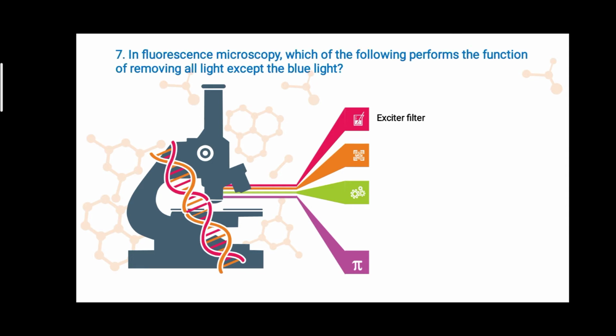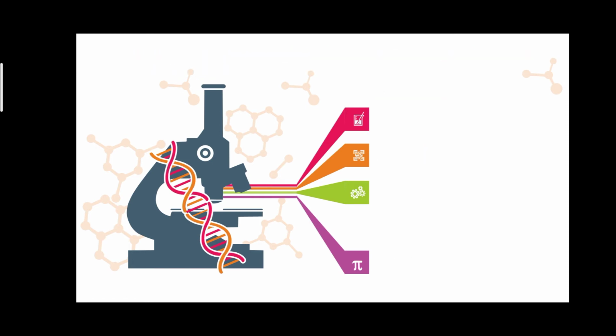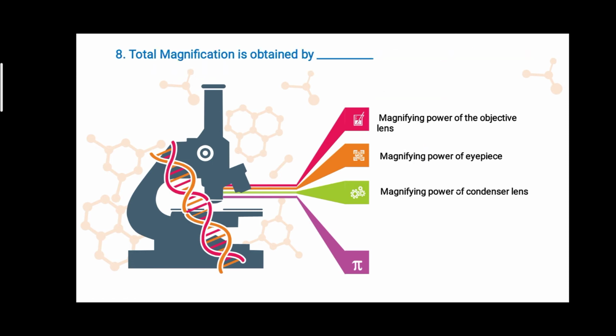In fluorescence microscopy, which of the following performs the function of removing all light except the blue light? Excitofilter. Total magnification is obtained by dash. Magnifying power of both the objective lens and eyepiece.